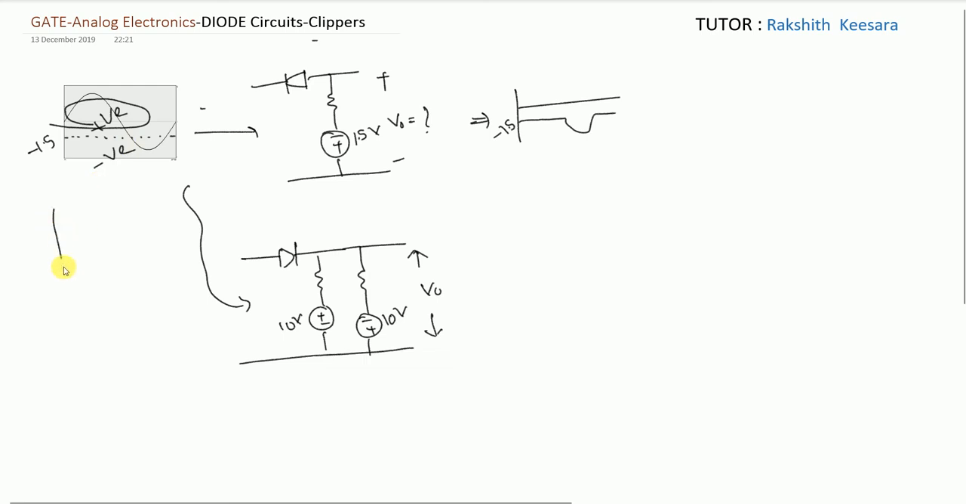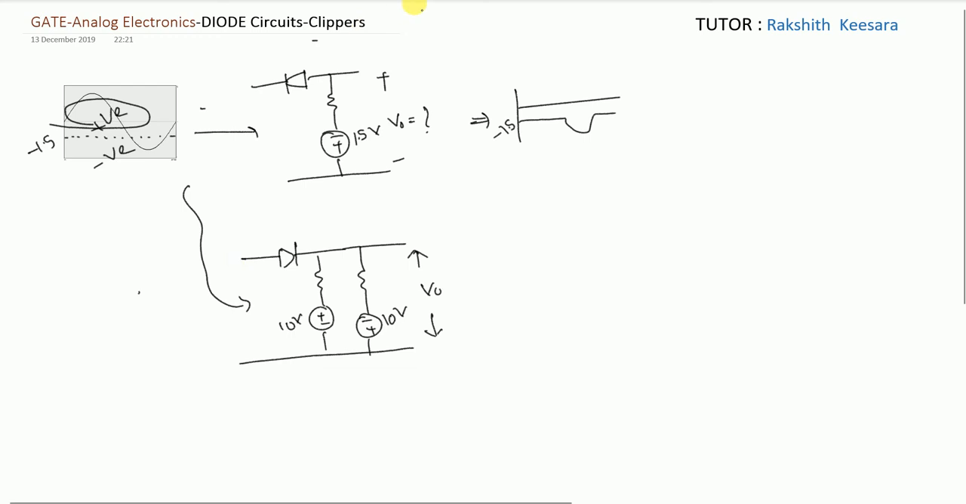So don't confuse, guys. While taking 0 as the reference, this is the positive part and this is the negative part. But while taking minus 1.5 as the reference, this whole part is called the positive part, and this is called the negative part. So like this I am writing. Next, tell me the answer for the next circuit.